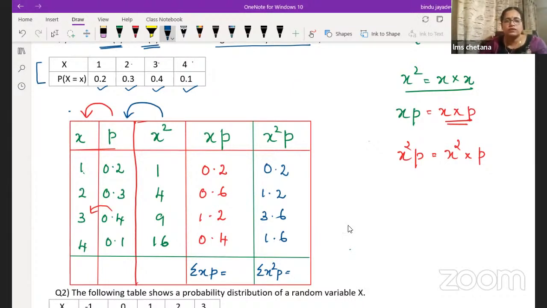Gita is telling it is 2.4. How do you add it? 0.2 plus 0.6 is 0.8, plus 1.2 is 2.0, plus 0.4 is 2.4. Next one, X square P: 0.2 plus 1.2 is 1.4, plus 3.6 is 5.0, plus 1.6 is 6.6. Therefore, your table is completed.